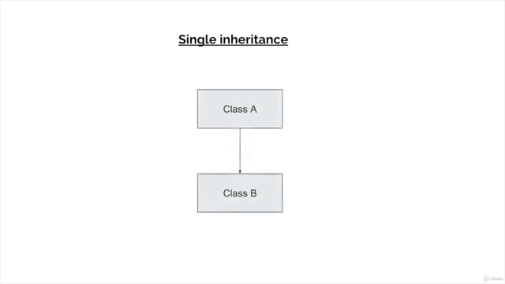The first one is single inheritance. Single inheritance looks something like this. If one class extends another class, it is known as single inheritance. So your class B is extending class A, and class A is the parent class of class B. This is an example of single inheritance in Java.